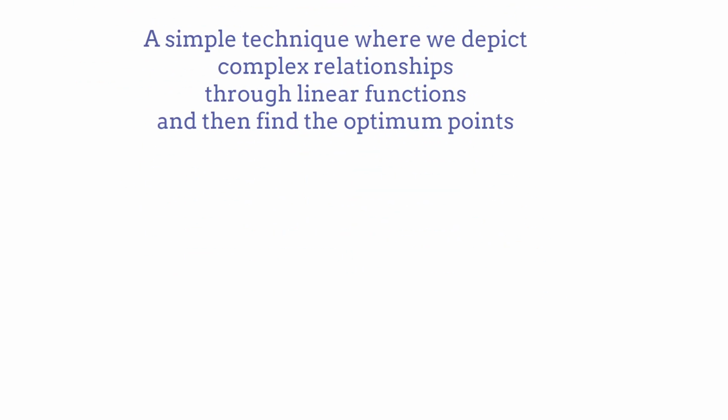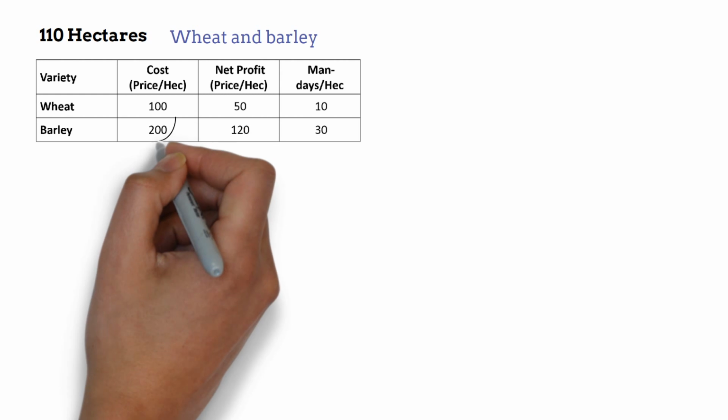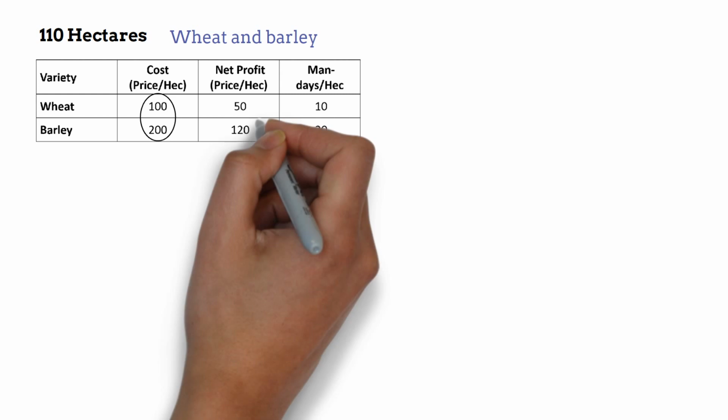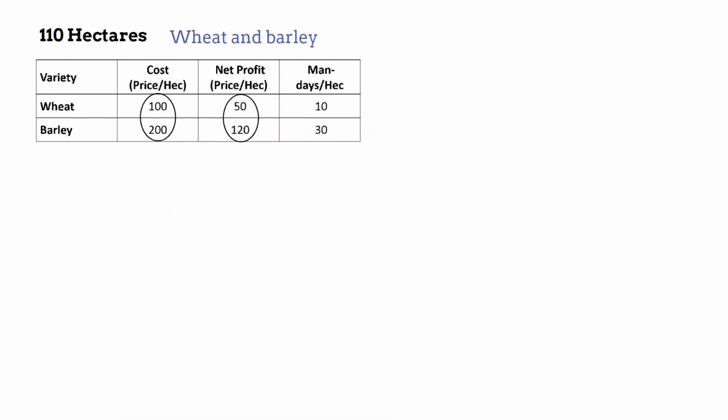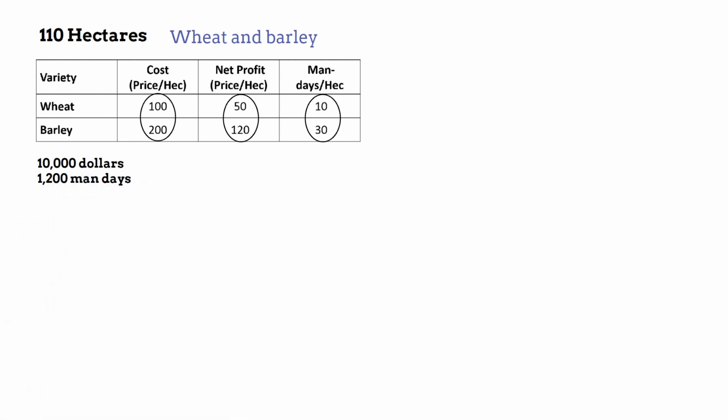A farmer has a 110 hectare piece of land. He has decided to grow wheat and barley. The cost of growing wheat per hectare is $100 and for barley it is $200. Net profit per hectare from wheat is $50 and from barley it is $120. The man days required for wheat production per hectare is 10 days and for barley it is 30 days. The farmer has a total budget of $10,000 and a total availability of 1,200 man days. He wants to know how to plant each variety in the 110 hectares to earn the maximum profit.